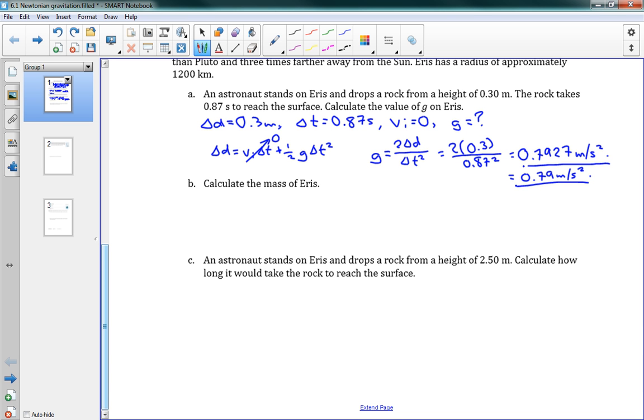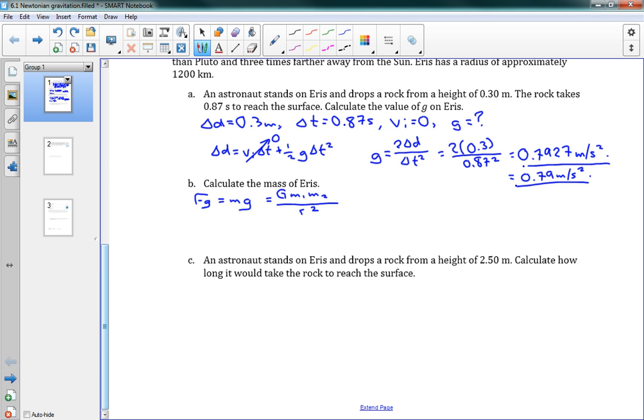We want to calculate the mass of Eris. Okay, so we just calculated g, which is the gravitational field strength. And you remember from dealing with gravity on Earth, we often say that Fg is equal to mg. Well, that's still true. We have a different value of g, but it's still true. But we can also say it's equal to this other equation that we have, G m1 m2 over r squared. Okay, and we're going to use both of these equations.